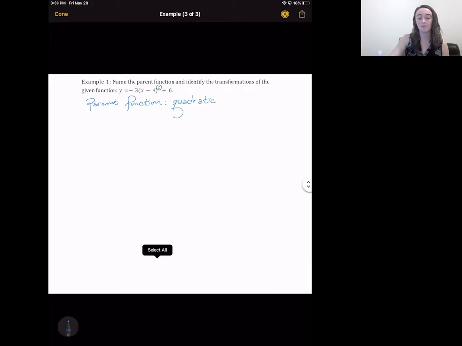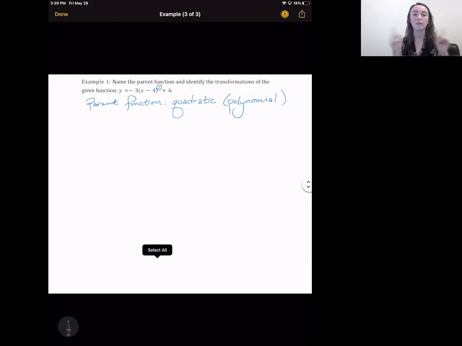This is also sometimes called a polynomial parent function. Polynomial is just a more general name. A quadratic means we have specifically an exponent of 2. A polynomial could be any exponent, any constant exponent. So that's our parent function.